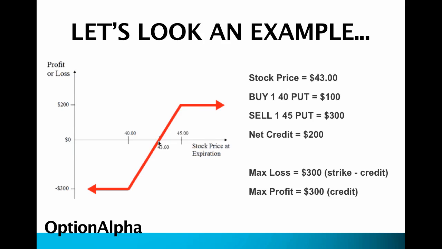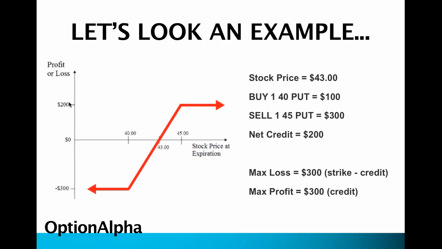Let's look at an example just to really drive it home here. So we have a stock price that's trading at about 43. So let's just say the stock is trading right here. We're going to buy a 40 strike put for $100. Again, down here, we're going to buy this one for $100. And we're going to sell this 45 strike put for $300. So the net difference between those two, we outlaid 100, we took in 300, is a credit, or money that we received directly into our account, of $200.